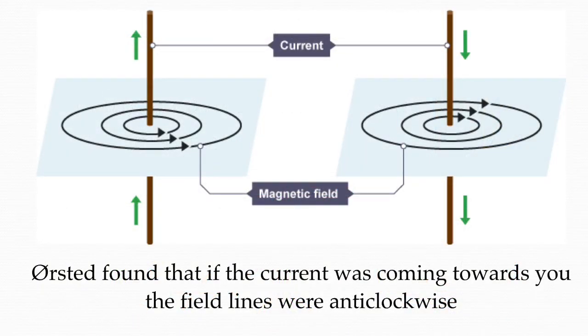Ørsted discovered that if you had current flowing towards you, then the magnetic field around the wire would be in an anti-clockwise direction. If the electric current was travelling away from you, then the field lines around the wire would be in the clockwise direction.